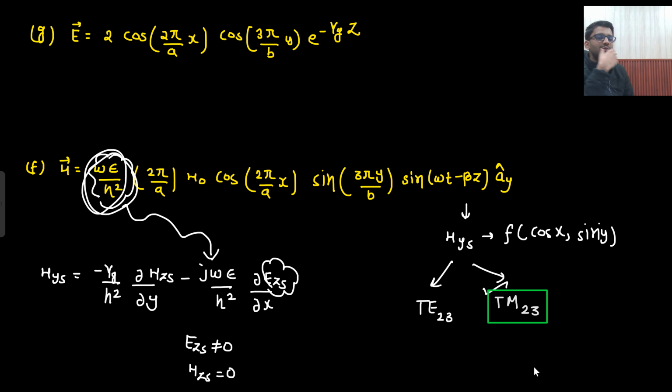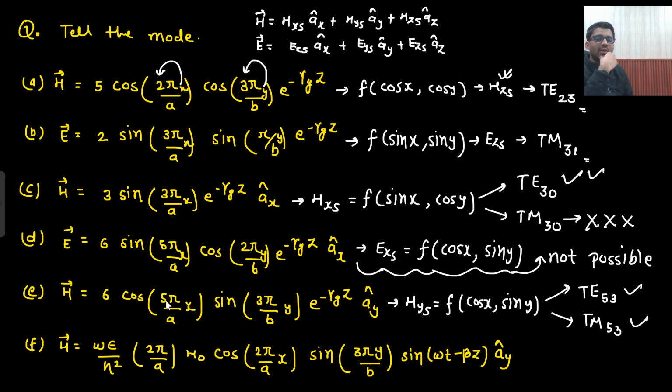In the magnitude, you need to see that omega epsilon upon h square you will only get if EZS is non-zero. So that means magnetic field is transverse. So TM23 is the correct one. And here you cannot conclude whether magnetic field is transverse or electric field is transverse. So for both of them you can get this expression.